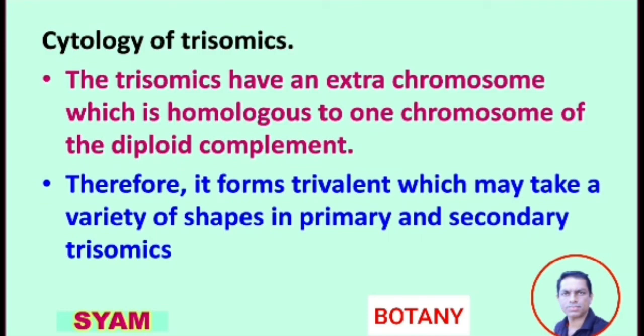Cytology of trisomics. The trisomics have an extra chromosome which is homologous to one chromosome of the diploid complement. Therefore, it forms a trivalent, which may take a variety of shapes in primary and secondary trisomics. So instead of bivalents at one place, trivalents are formed in trisomics.